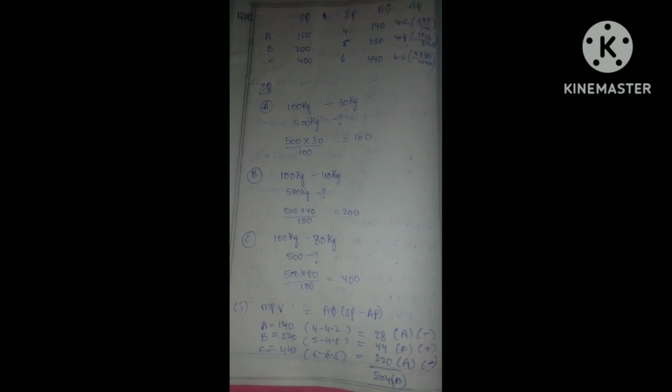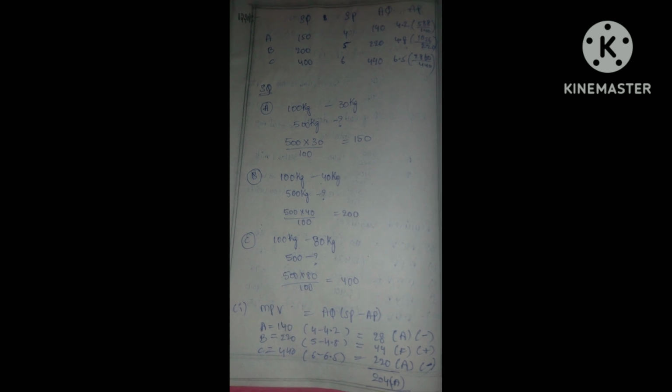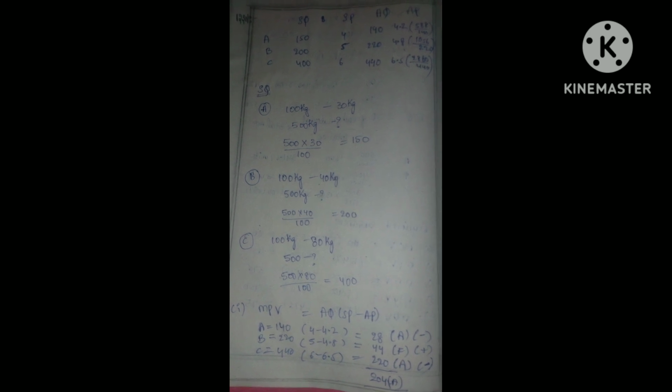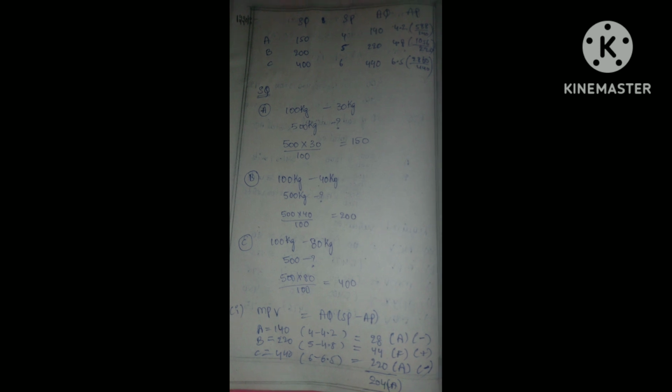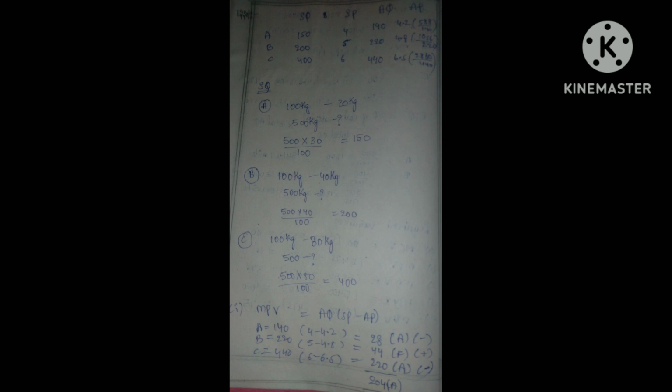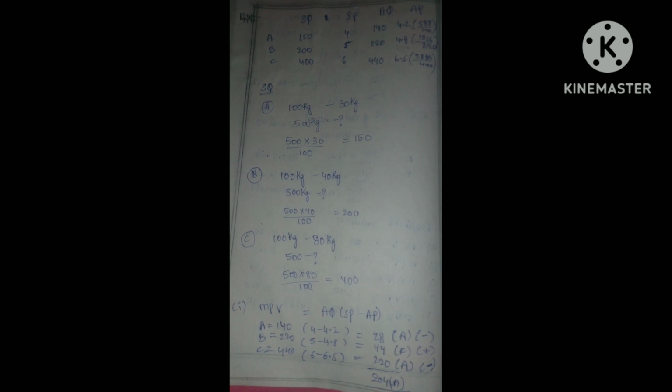Now we have to calculate for chemical B. For 100 kgs of chemical X, 40 kg of chemical B is used. So we have to find out for 500 kgs. 500 into 40 divided by 100, we will get 200. So 200 kgs we will use for 500 kgs. Now for chemical C, 100 kgs of chemical X uses 80 kgs of chemical C. So for 500 kgs, 500 into 80 divided by 100, we will get 400. So 400 kgs of chemical C is used for 500 kgs.